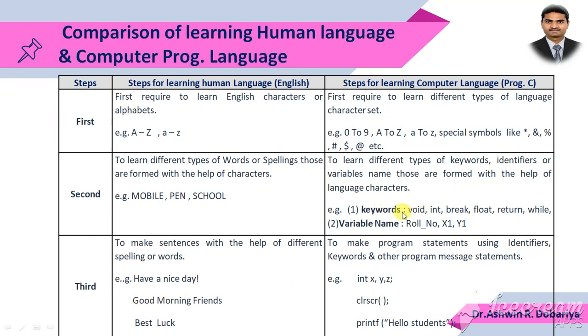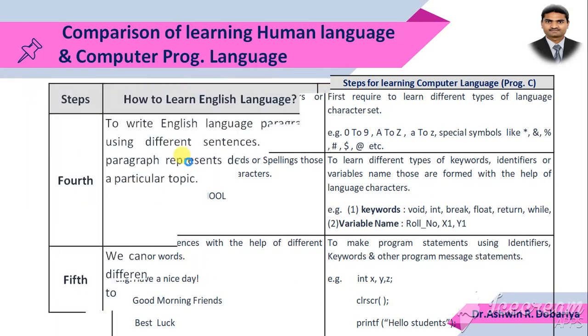In C, if you know the keywords and variable names, after that you can easily write the statements of this programming language. Whenever we write a combination of these keywords and variable names, it becomes a sentence, or you can say a statement, of the C language. So the first step is to know the characters, the second step is to know the keywords and variables, and once you know those, you can easily write statements in C programs: one statement, second statement, and third statement.